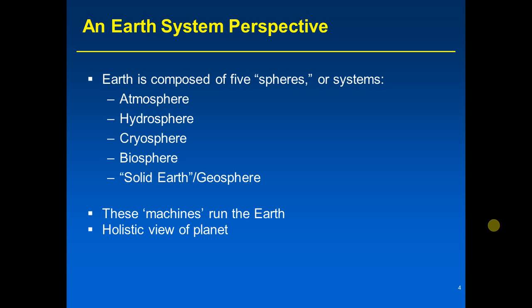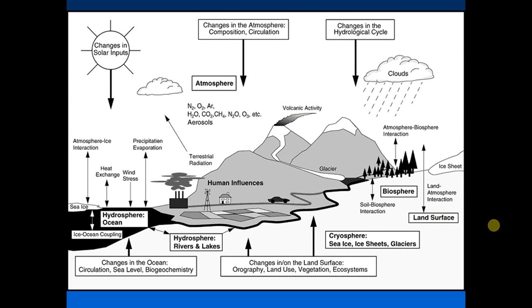So now let's look at a figure showing some of the elements of the spheres and also how the spheres interact with each other. This is a really powerful figure. I like this figure a lot because it teaches you a good amount of information. Here we have changes in solar inputs. That's one of the first things that stands out on the figure. That could be sunspots increasing or decreasing. Then changes in the atmosphere, composition, and circulation. We know that carbon dioxide concentrations have been going up.